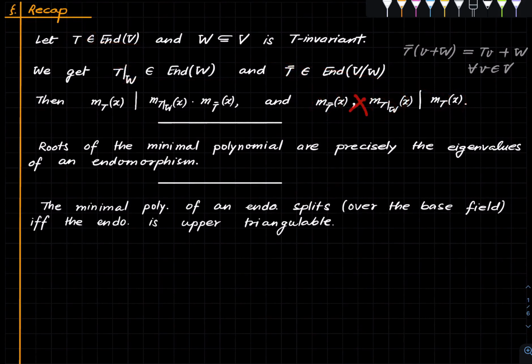So this is not a product. Here we have a product, but this is not a product. We have seen that roots of the minimal polynomial of any endomorphism are precisely the eigenvalues of that endomorphism. And the minimal polynomial of an endomorphism splits over the base field if and only if the endomorphism is upper triangulable. So we will use all these facts.